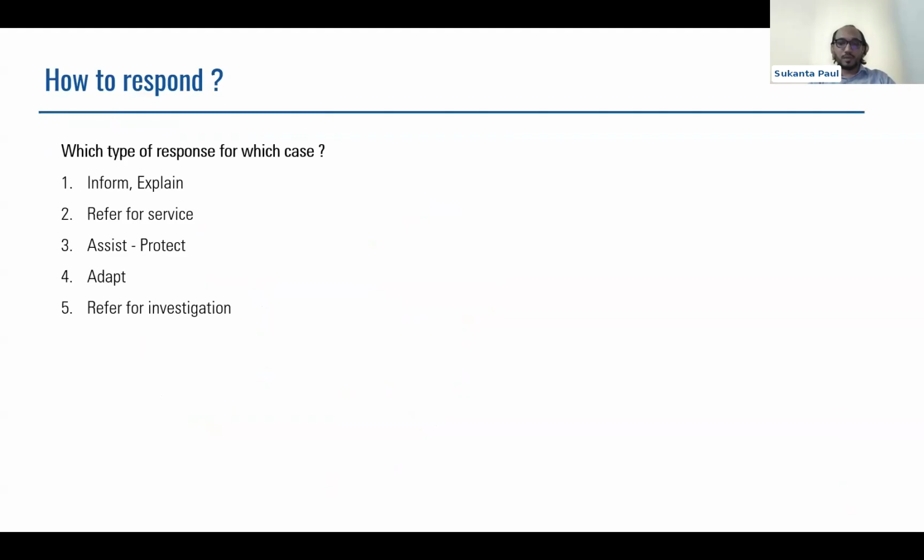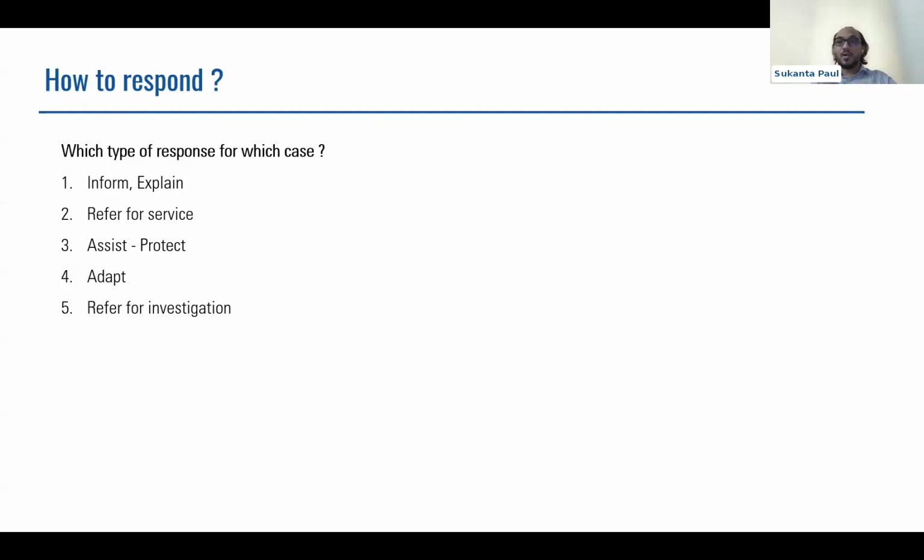So here, how to respond. In TDH we have the categories and the action loop, the steps. So now you know that your case is under category 1 to 6. Then what can be the action? Usually we have 5 kinds of actions. The first is to inform and explain. The second is to refer to service, the third is to assist and protect, and the fourth is to adapt.